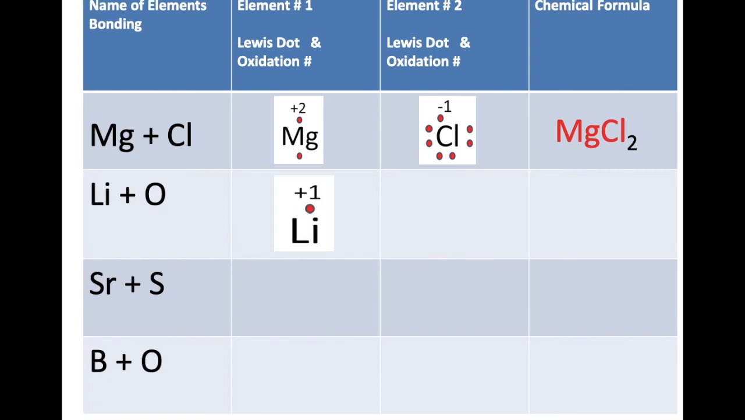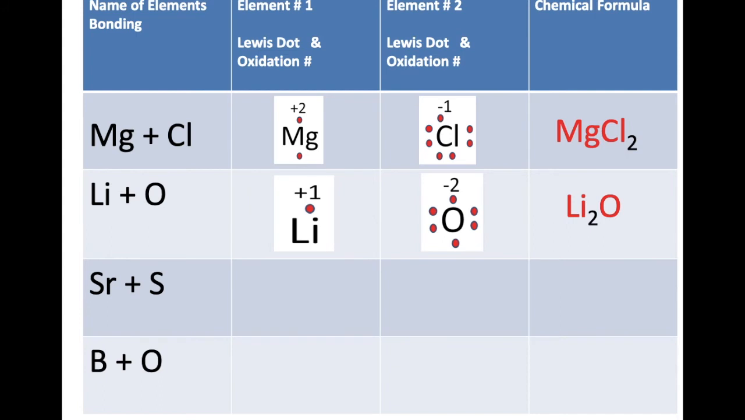In order to create a Lewis dot structure for lithium, I have 1 valence electron with an oxidation number of +1. For oxygen, I have 6 valence electrons with an oxidation number of -2. I see I have -2 for an oxidation number on oxygen, but I only have +1 for lithium. So in order for those to balance each other out and equal 0, I'm going to need 2 lithium.